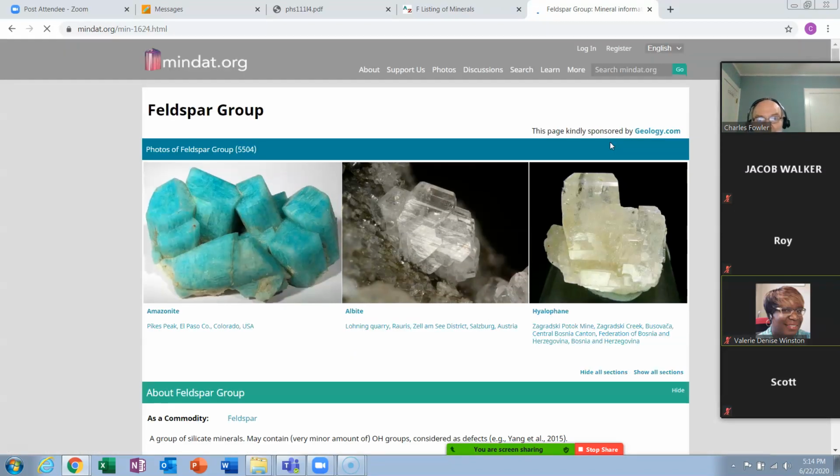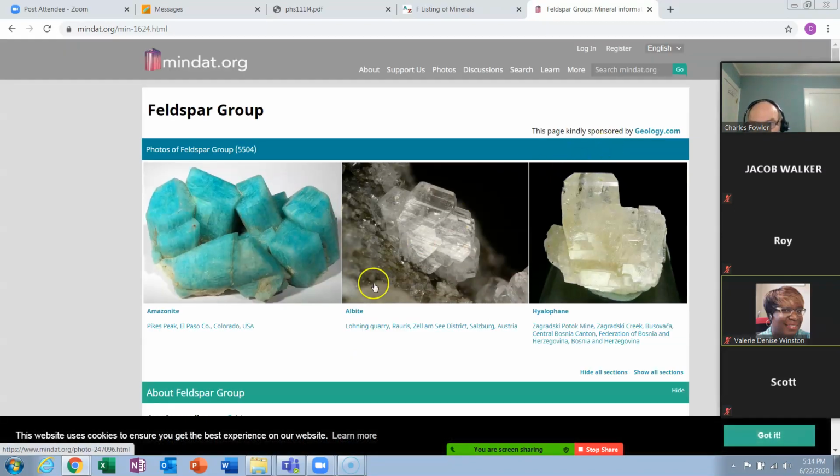Of course, most of the time we're on campus. Okay, there's a feldspar group. Here are a few: amazonite, albite, and whatever that one is. So that's three. I would say I've heard of albite probably more than the others.